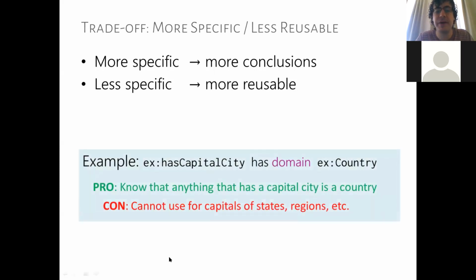So for example, we already mentioned this idea that we could have defined that has capital city has domain country, right? Which seems to be relatively intuitive. So the pro is that we would then know that anything that has a capital city is a country. So we could infer more data by this definition. But the downside of this definition is that we cannot then use this property for capitals of states and regions and so forth. So if we provide very specific definitions, that's very useful for inferring and knowing more data. But it restricts the reuse possible for that term, the scenarios in which it can be used.